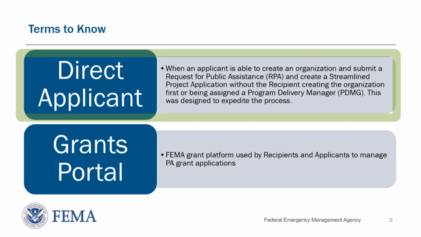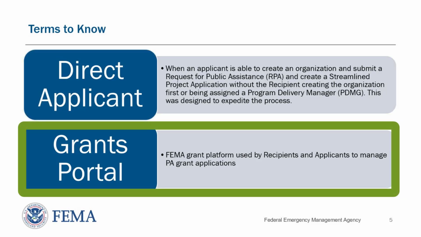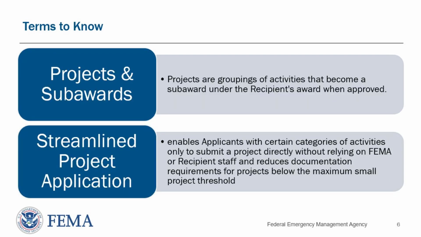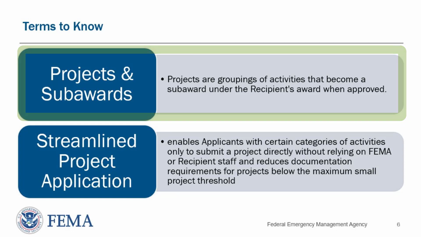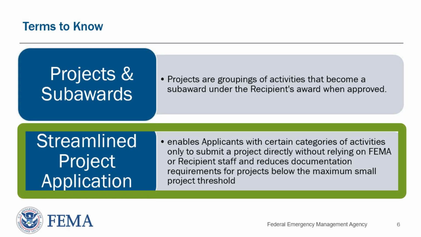All of this direct applicant work is done in Grants Portal, and that's our online grant platform used by the recipients and applicants to manage your grants. We're going to be using our demo site to kind of show you a couple different ways of doing things. One of the things we're going to show you is a project. A project is a grouping of activities that become a subaward under the recipient's award once approved. We're going to specifically show you one of the streamlined project applications. That's kind of tied to that direct applicant.